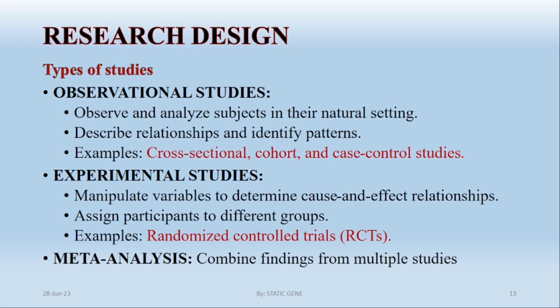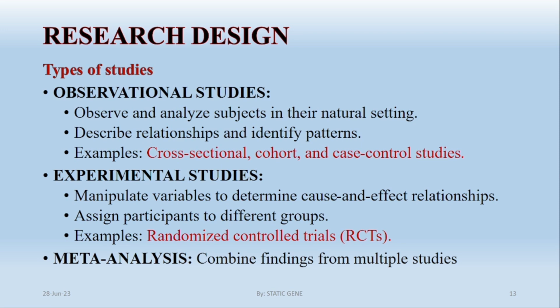Now, there are three divisions of types of studies. Of course, under them, there are again subdivisions. But majorly, you have the observational studies, experimental studies, and meta-analysis. Observational studies. These are studies where you analyze and observe subjects in their natural settings. So your main purpose in this case is to try to describe the relationship and try to identify patterns amidst the participants or the population in their natural setting. So examples of those studies can be cross-sectional studies, the case control studies, or the cohort studies. We shall explore these ones in a future video, so do not worry.